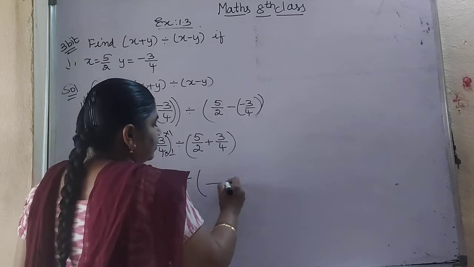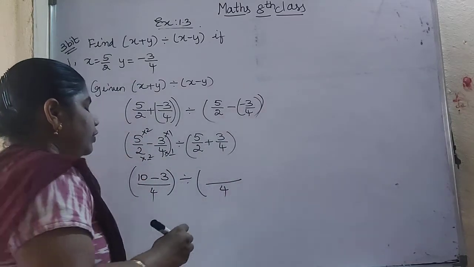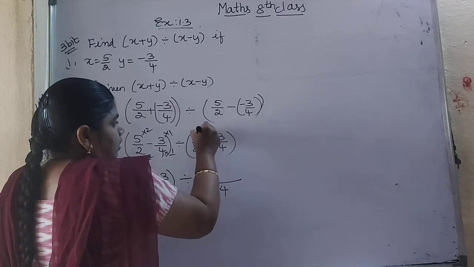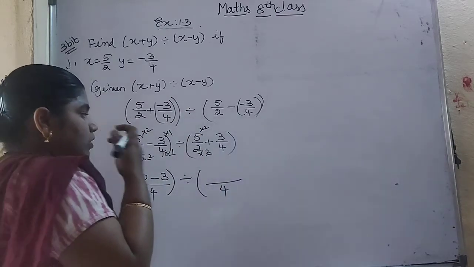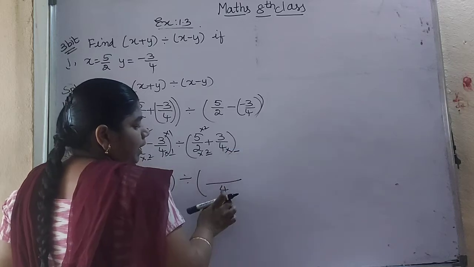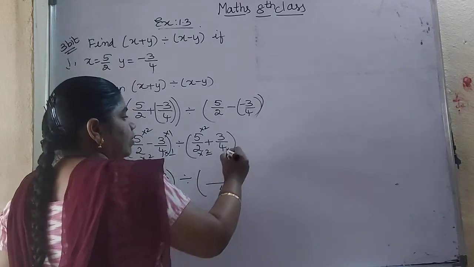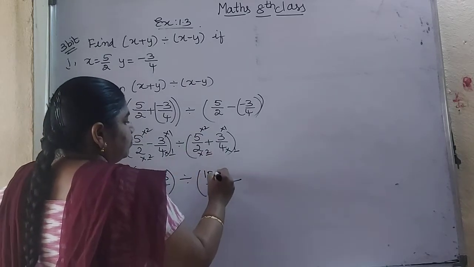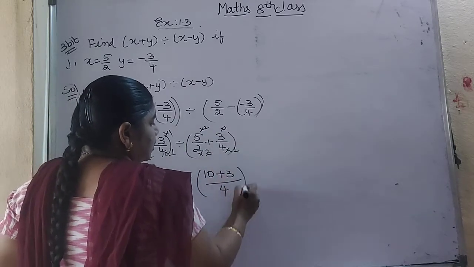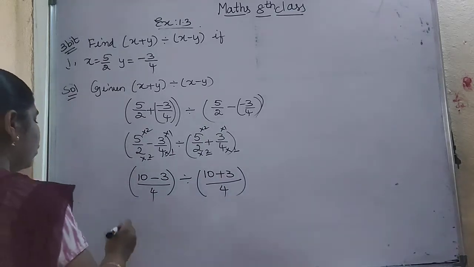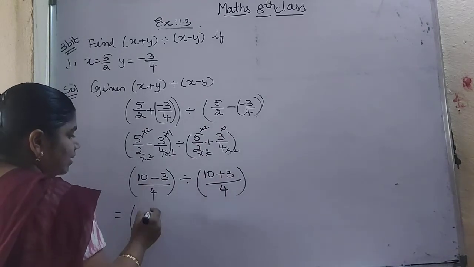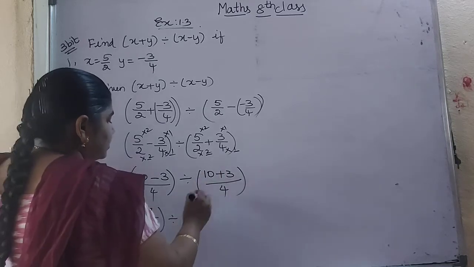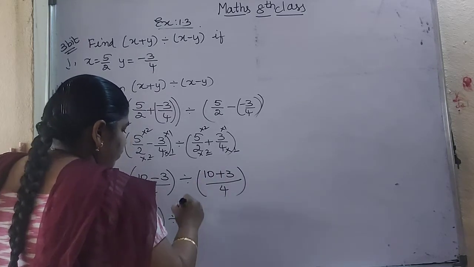So the LCM of 2 and 4 will be 4 itself. For 2, how much do you multiply to get 4 again? That is 2 times, multiply in the numerator also. For 4, how much do you multiply to get 4 again? 1 time. So 1 into 1. So 5 twos are 10 plus 3 ones is 3. Now 10 minus 3 is how much? 10 minus 3 is 7 by 4, divided by 10 plus 3 which is 13 by 4.